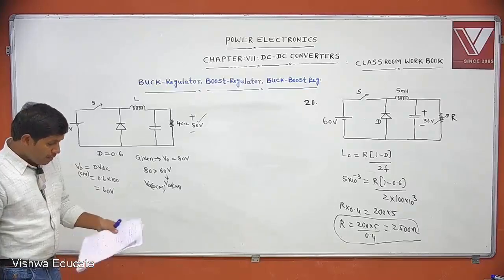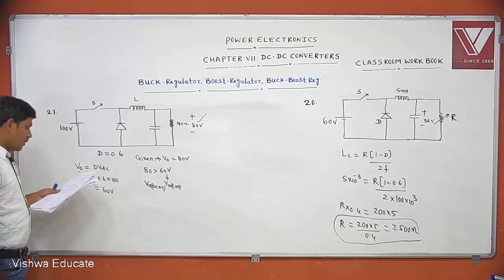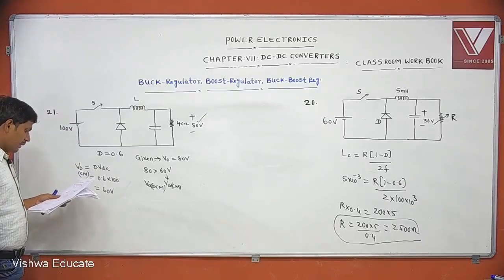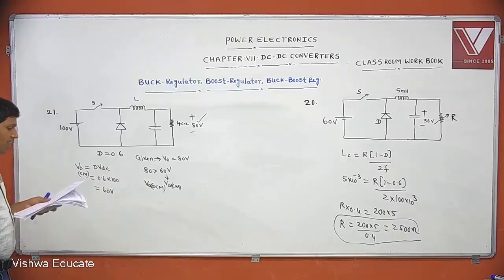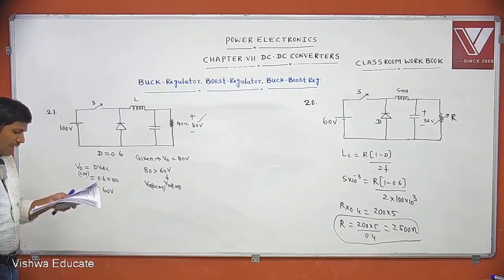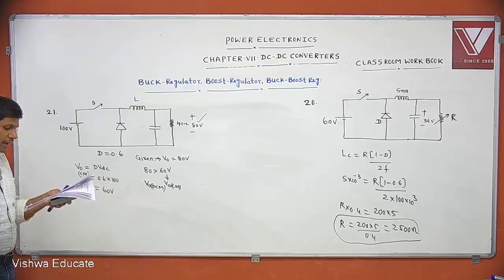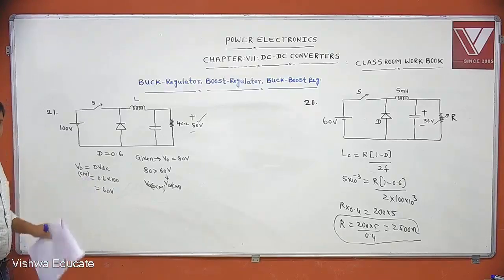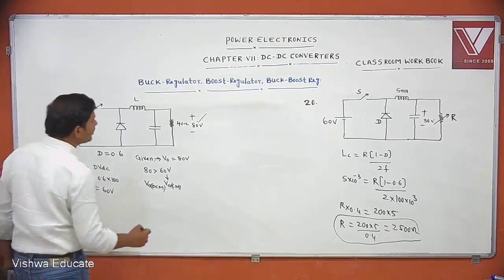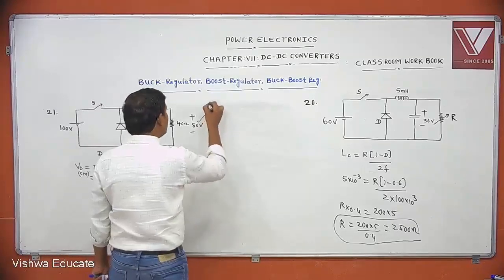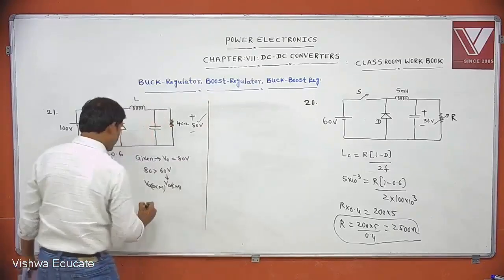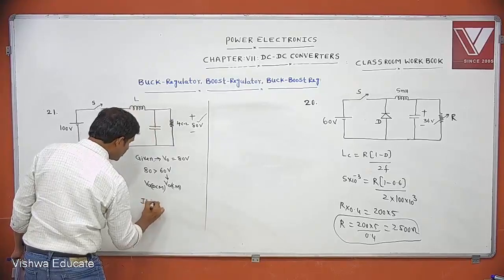What is the first question asked? You find the maximum inductor current. What is the maximum value of inductor current? How to calculate the maximum inductor current? First, I want to calculate in continuous mode. You know what V0 is in discontinuous mode. Therefore, it is operated in discontinuous mode.